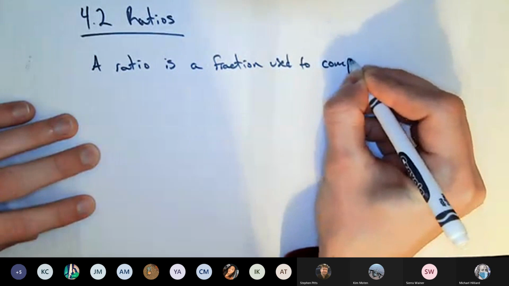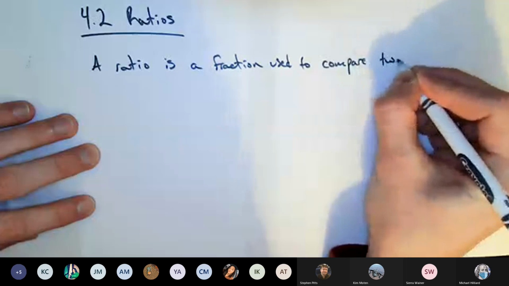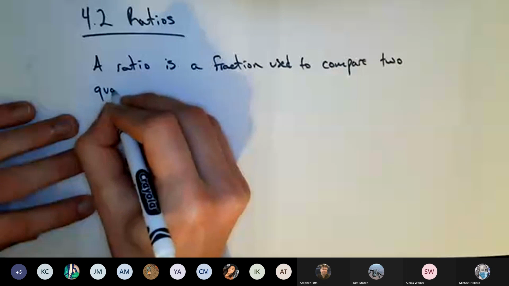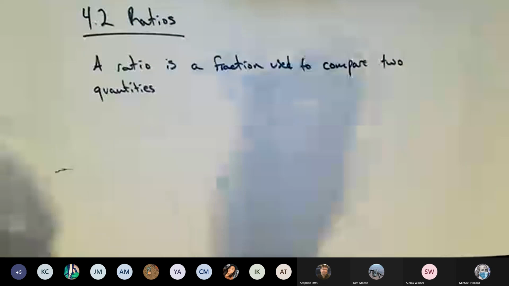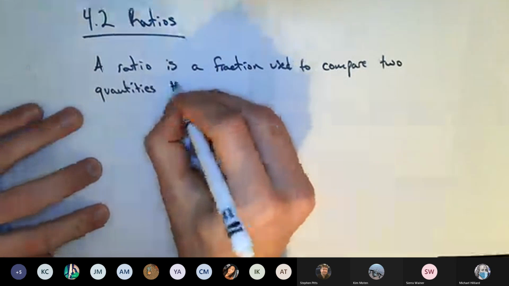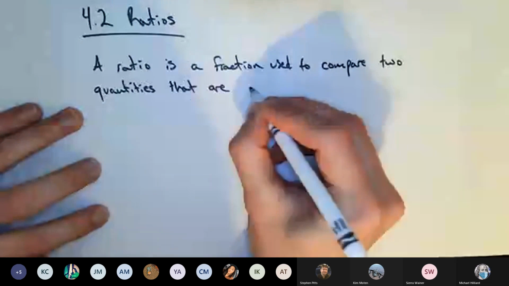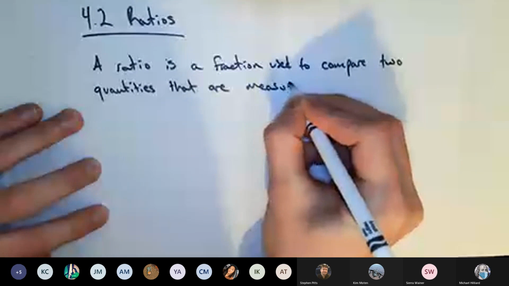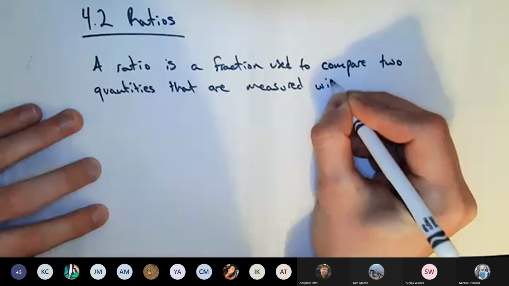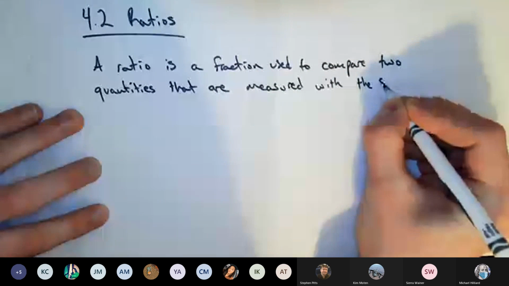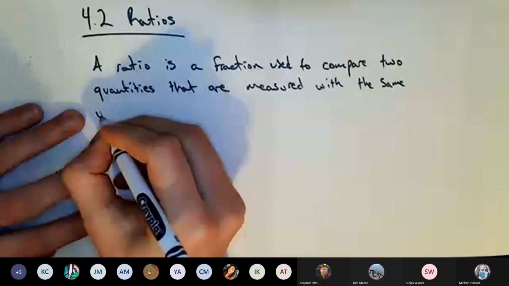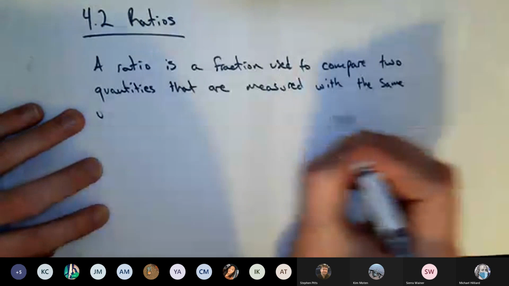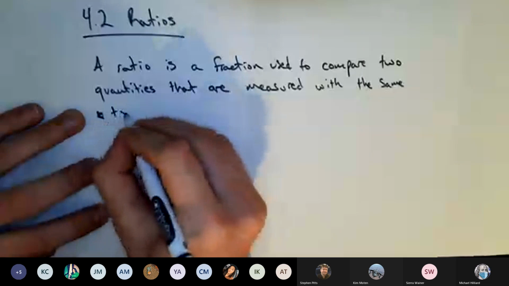used to compare two quantities that are measured with the same unit. I want to say with the same, it's not the same, it's the same type of unit.